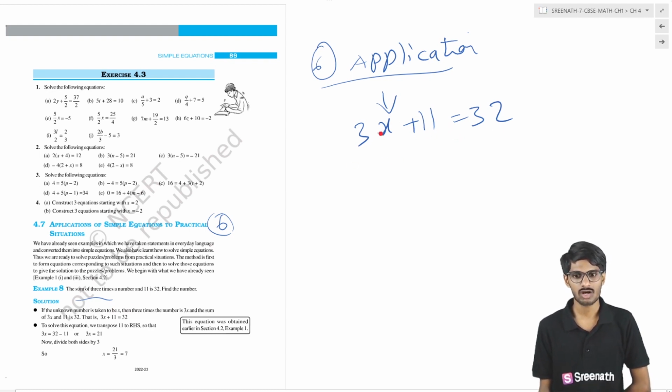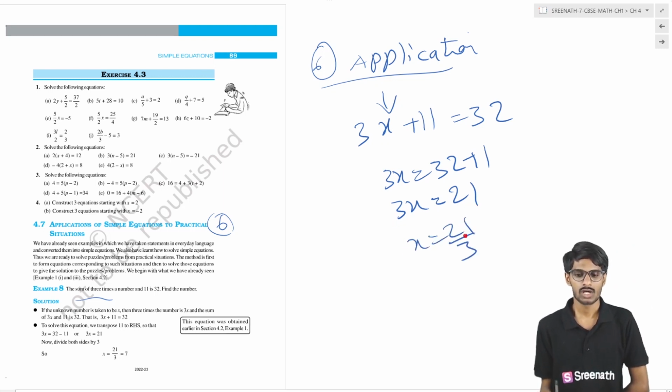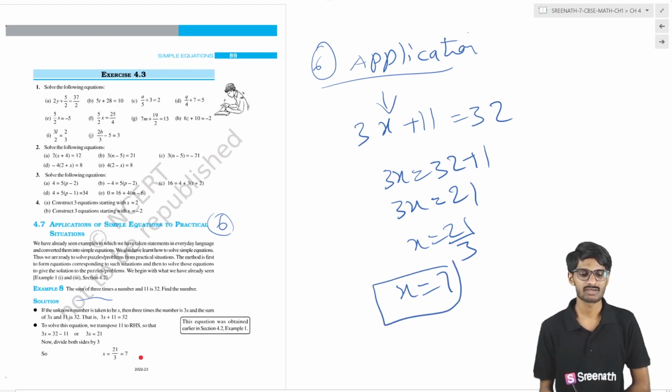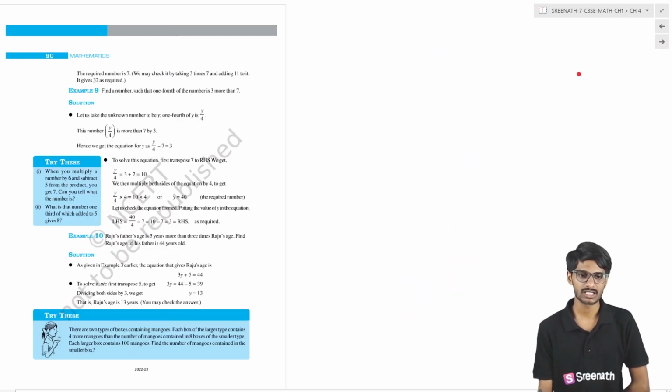So if you want to solve this, what do you have to do? Transpose. So 3x equals 32 minus 11. 3x is equal to how much? If you take that, it will be 21, and again it is multiplying here. If you transpose it, it will divide. So 21 by 3, then finally x equals 7, so that number is 7, students. We can also check it. And now you take another example.